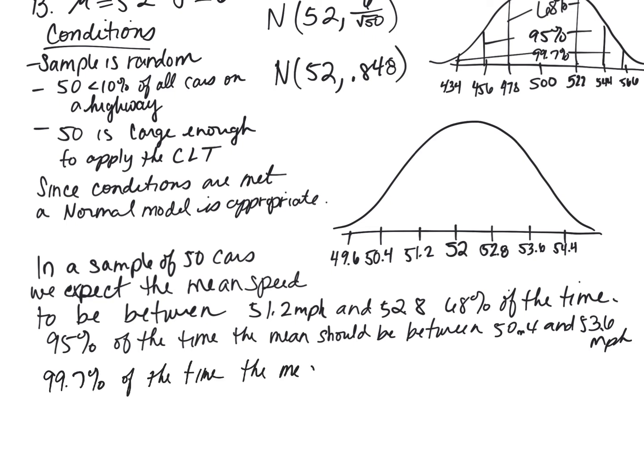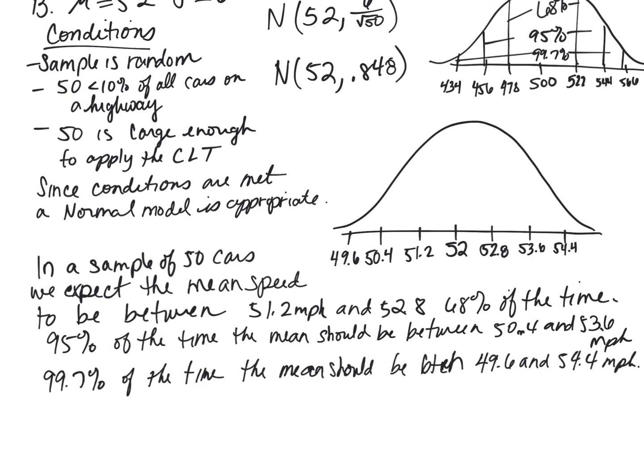the mean should be approximately between 49.6 and 54.4 miles per hour.